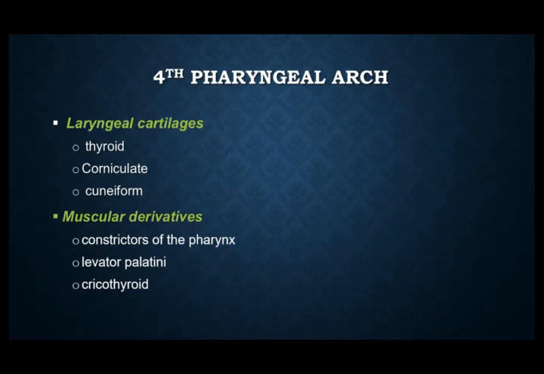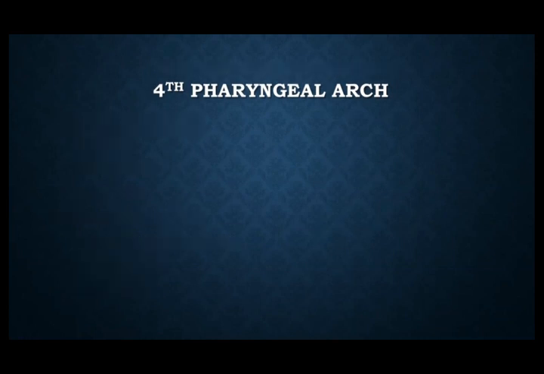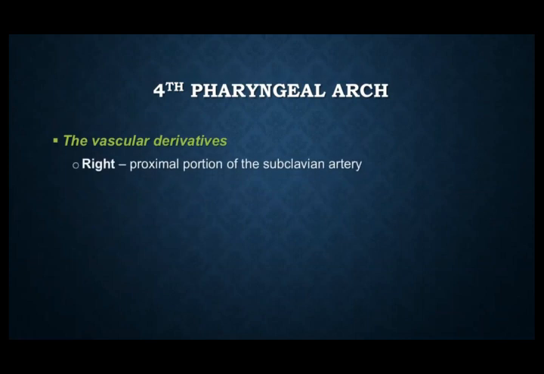Then you have the muscular derivatives, which include the constrictor muscles of the pharynx. Then you have the levator palatini, one of the muscles of the palate, and then the cricothyroid. So these are all the muscular derivatives. Then finally you have the vascular derivatives, which include the arterial as well as the nervous supply. That includes the proximal part of the subclavian artery of the right side.